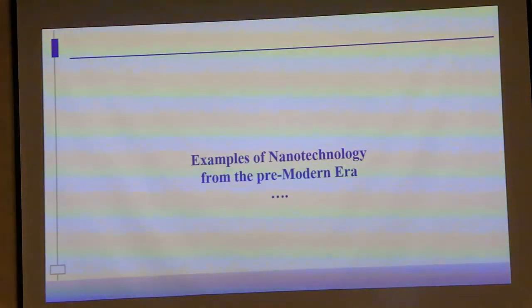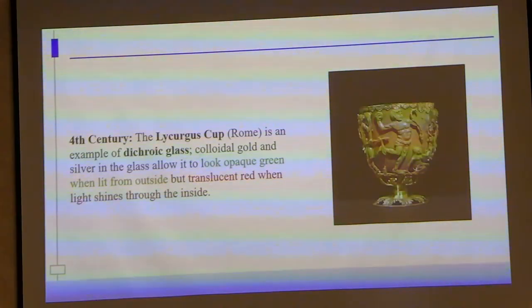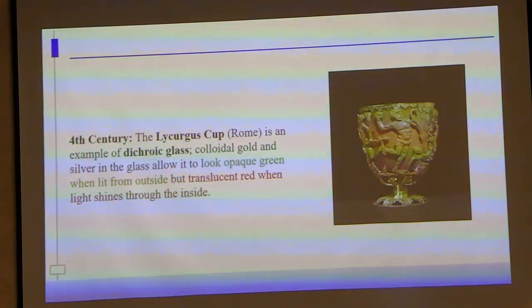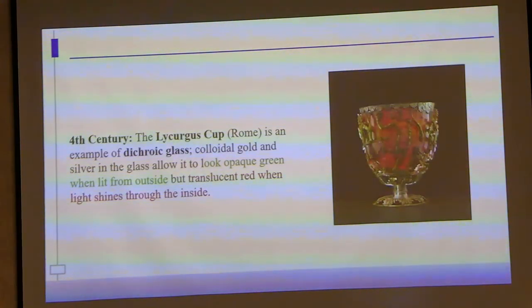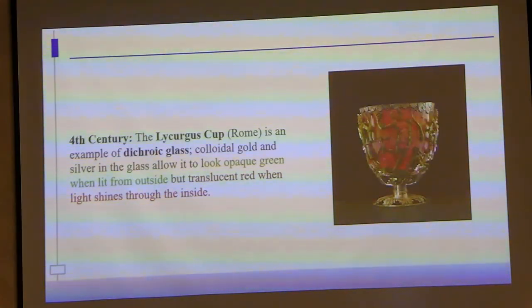There are some examples from the pre-modern era, and obviously number one is this cup. For this cup, they have a coating of gold and silver nanoparticles. Due to those colloidal gold and silver nanoparticles, it has a unique property when we shine the light from inside or from the top. When you shine the light from outside, it looks opaque, but it looks translucent red when light shines through from the inside.